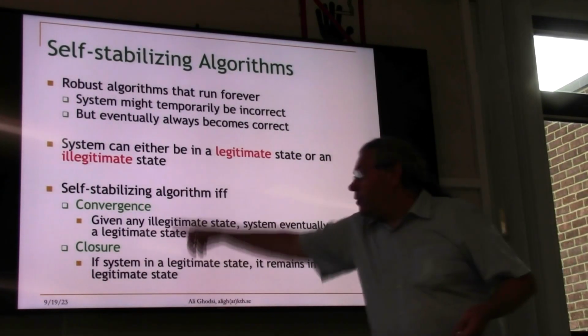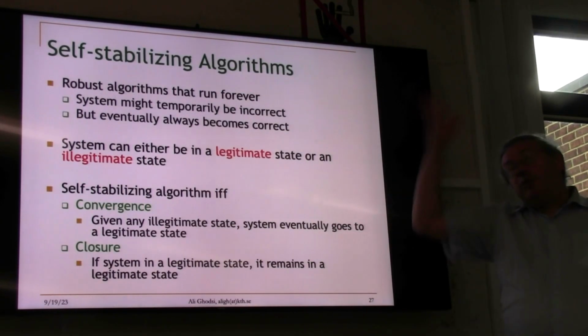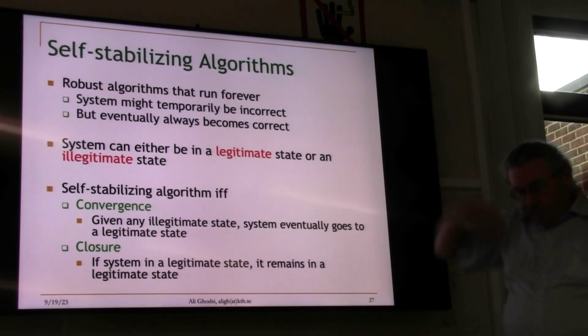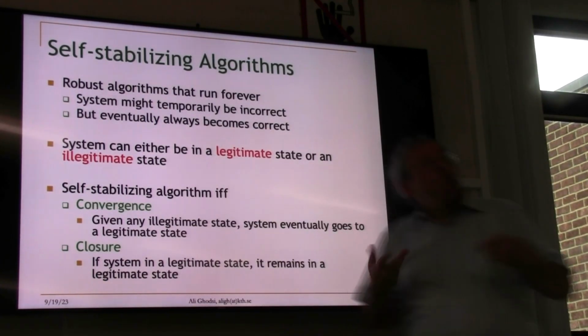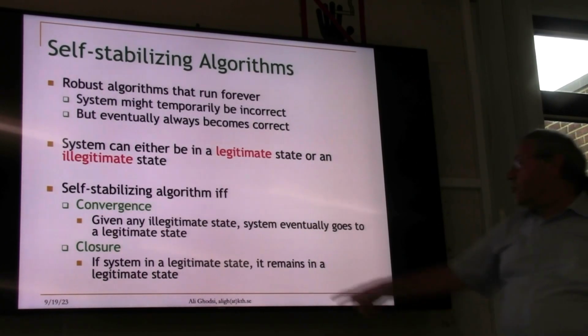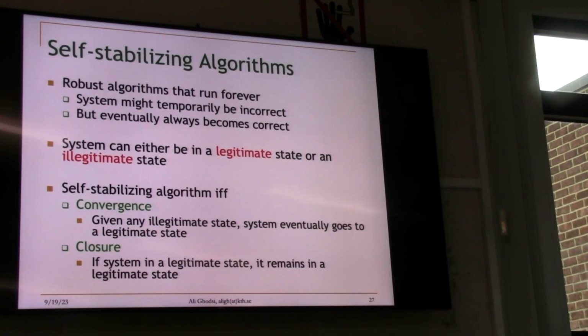So you need two properties. If you're in an illegitimate state, so arbitrarily insane, then if you keep running, you will eventually get back to a legitimate state and go back to normal. And if you're in a legitimate state, you will stay there. So these are two mathematical properties you have to prove of your code. Okay?